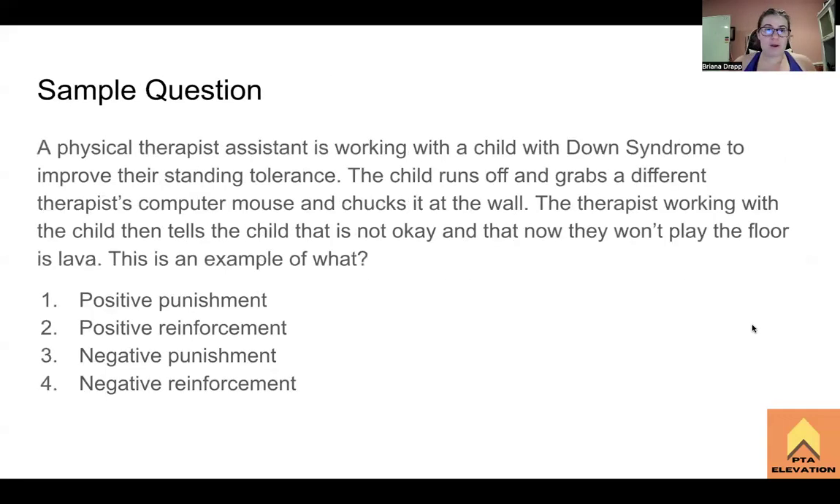All right, so sample question. A physical therapist assistant is working with a child with Down syndrome to improve their standing tolerance. The child runs off and grabs a different therapist's computer mouse and chucks it at the wall. The therapist working with the child then tells the child that is not okay, and now they won't play The Floor Is Lava. This is an example of what? 1, positive punishment, 2, positive reinforcement, 3, negative punishment, or 4, negative reinforcement. So I'll give you guys a second to think about this.